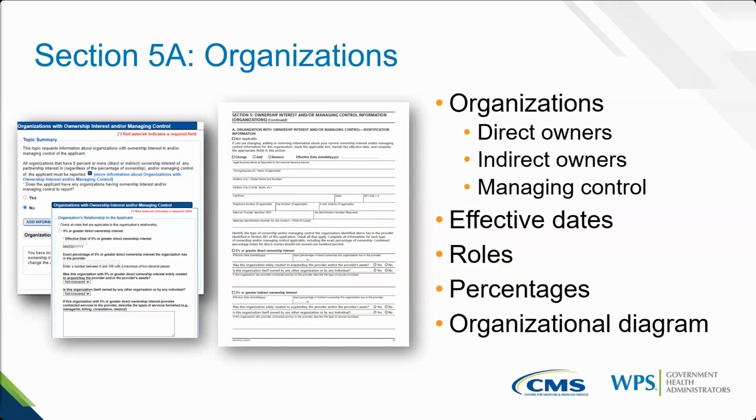So we're looking for any direct owners, any indirect owners, any entities that have managing control, and we need to report all of them. We are also going to need their effective dates and their roles, and you can see this in both the PACOS and the paper side here, where there are multiple roles. This is a multi-page section, and you can select multiple roles at one time, and you need to provide the effective dates, the role that they fill, but we're also going to need percentages.